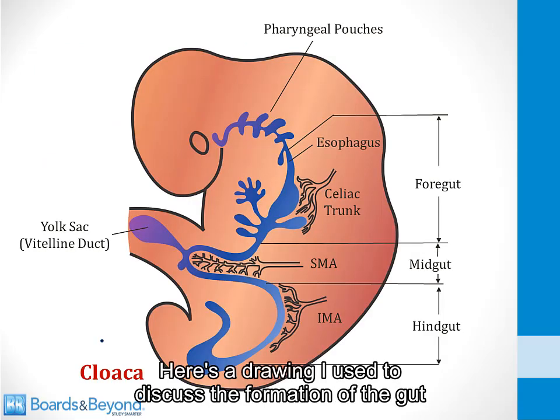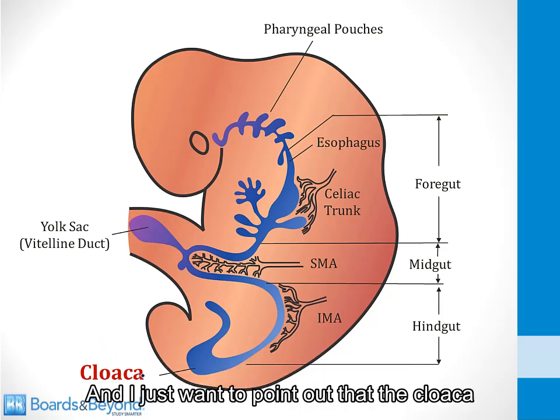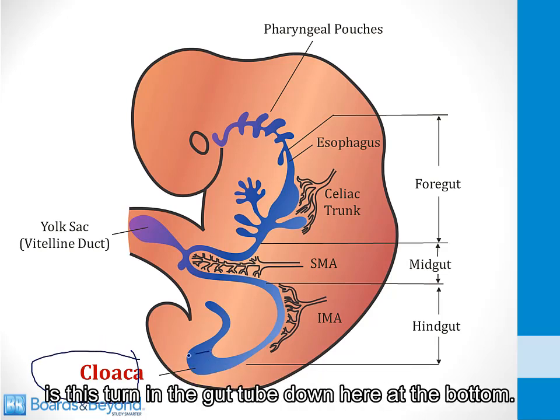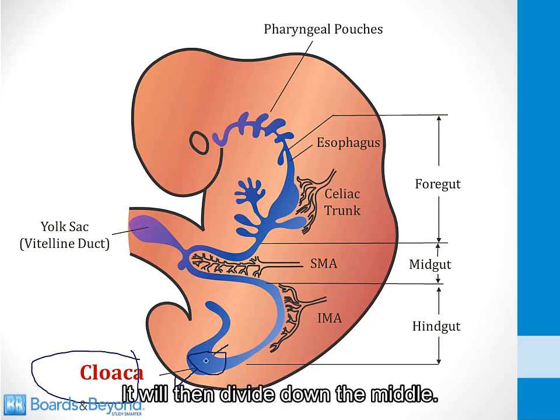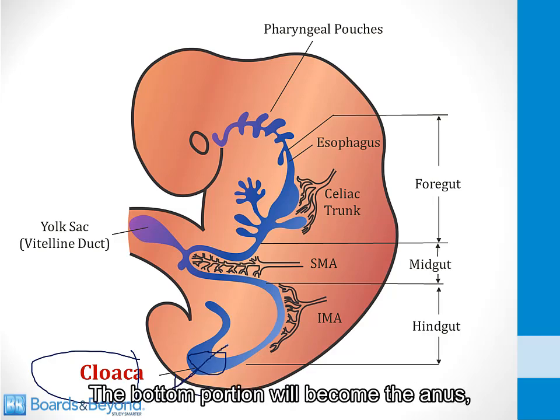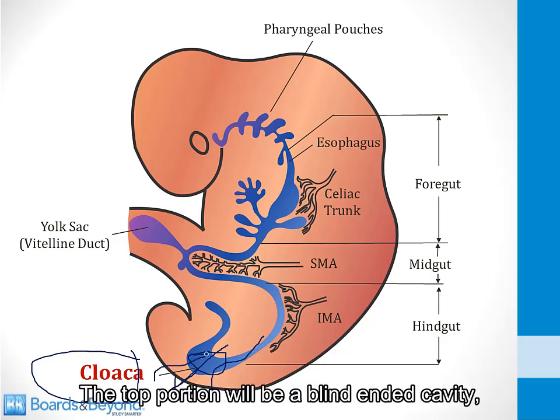Here's a drawing I used to discuss the formation of the gut in the GI video on GI embryology, and I just want to point out that the cloaca is this turn in the gut tube down here at the bottom. It will connect to the exterior of the embryo and form a hole. It will then divide down the middle. The bottom portion will become the anus, which connects to the GI tract.